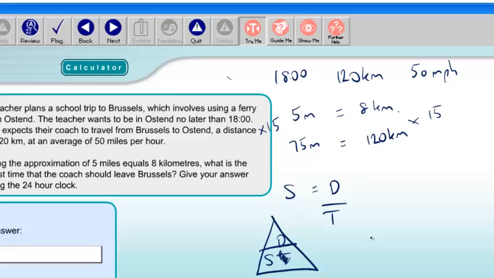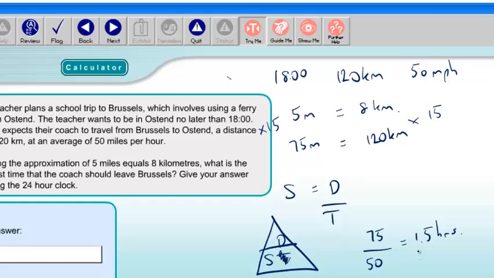So let's fill in those details. The distance we worked out was 75 miles divided by the speed, which was 50 miles an hour. 75 divided by 50 is 1.5. So that's 1.5 hours. Now we know that it took them 1.5 hours to cover the distance.